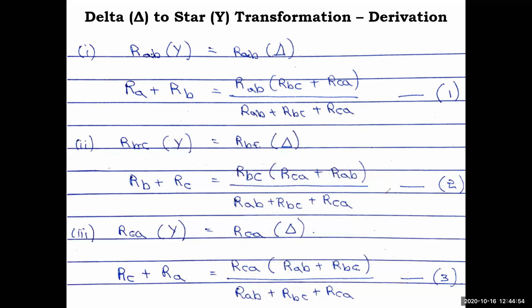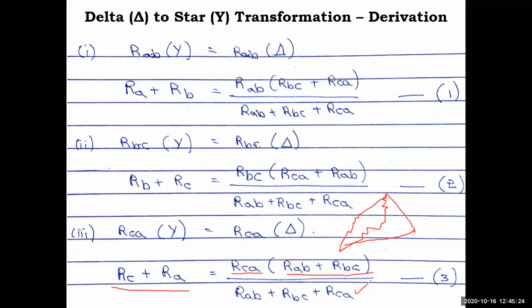Okay, so RCA, where it will come, so this is A and this side it is C. Okay, so here you have the RCA and similarly you have the two more resistances of delta. Okay, so RC plus RA same way equal to RCA in parallel with now RAB plus RBC. So this RAB and RBC is in series, so added. These two are in parallel with RCA divided by total resistance.